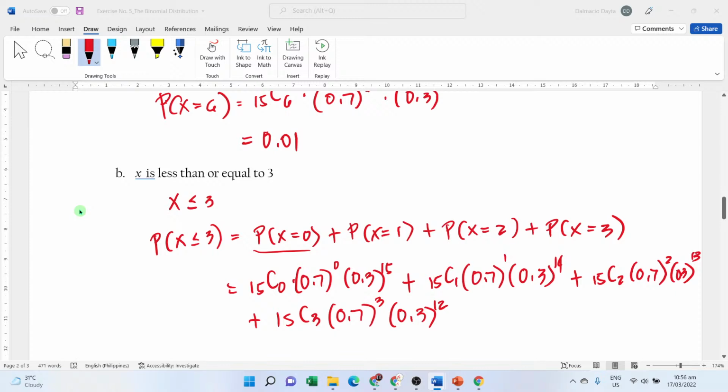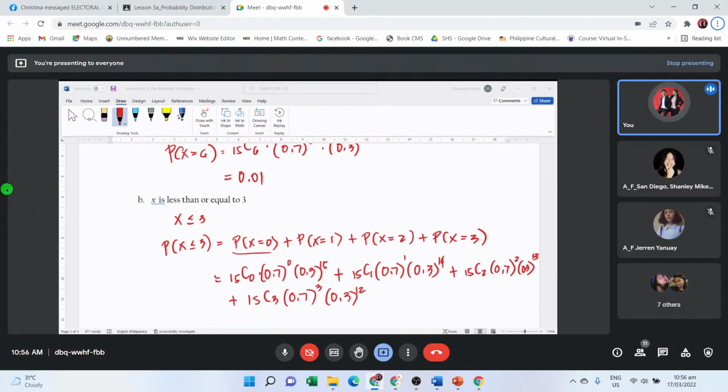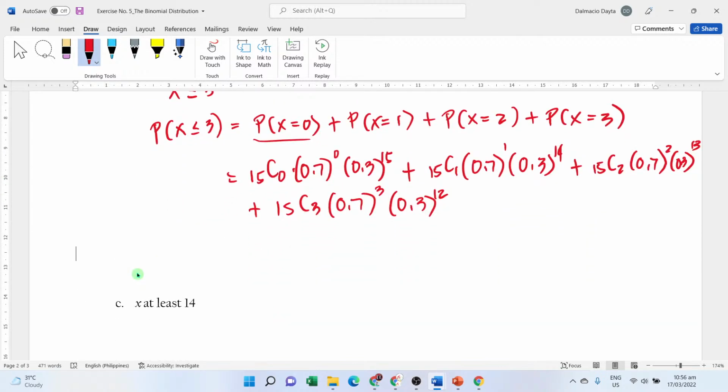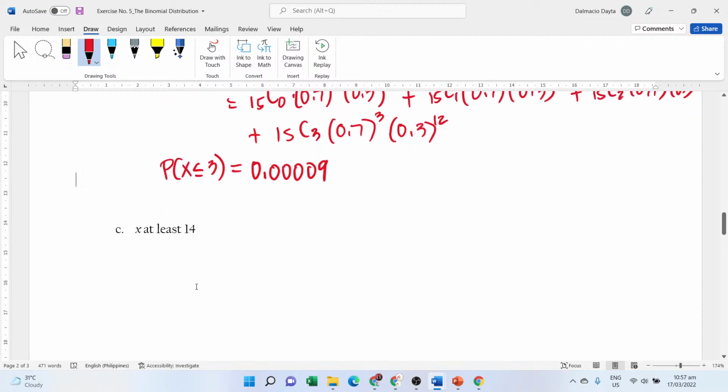Naintindihan ba yung pagkuha, class, ng less than or equal to 3? Magsimula ka dun sa mababa sa 3. Posibleng 0, posibleng 1, 2, or 3. Okay? So, the answer will be, use your calculator. In this case, you get up to the non-zero digit. Puro zero nangyayari eh. So, we have 0.00009. It's a matter of using your calculator.